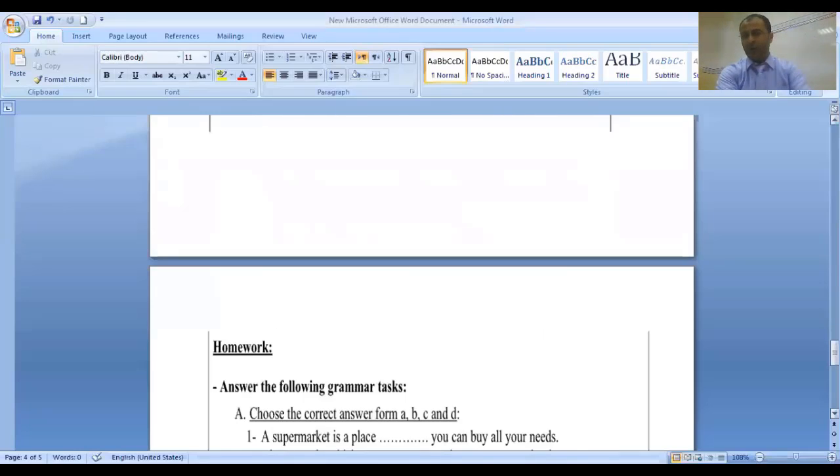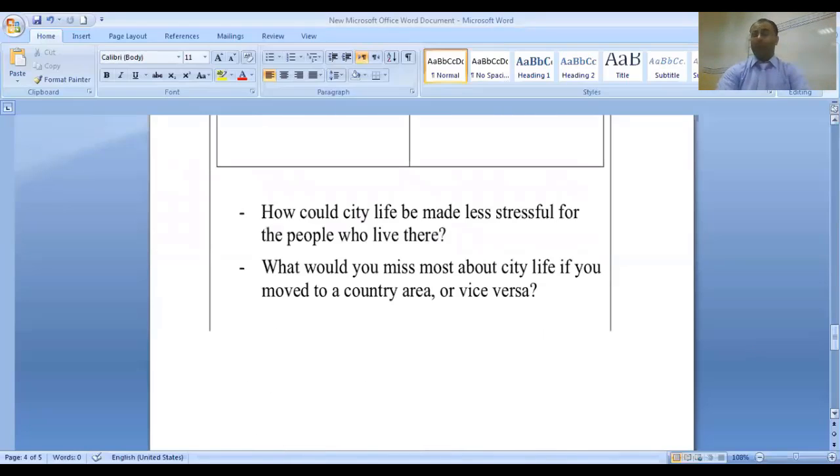Okay, now, if you are living in the city, how could city life be made less stressful for the people who live there? Now, we are living in the city here in Al-Jahra. We know the problems. Can you think of better ways to make life here less stressful, much better? We need to make life in the city much better, less stressful. What can we do? What can we do to make city life less stressful?